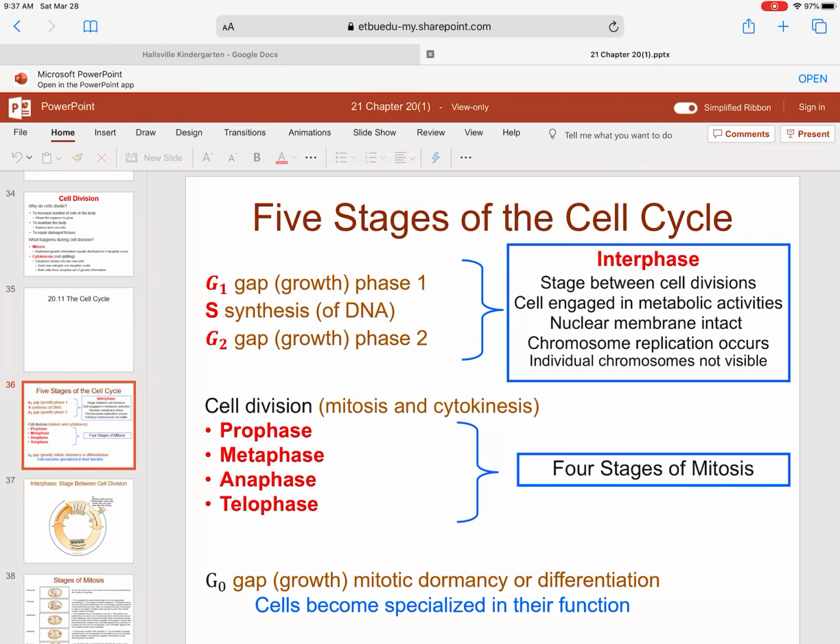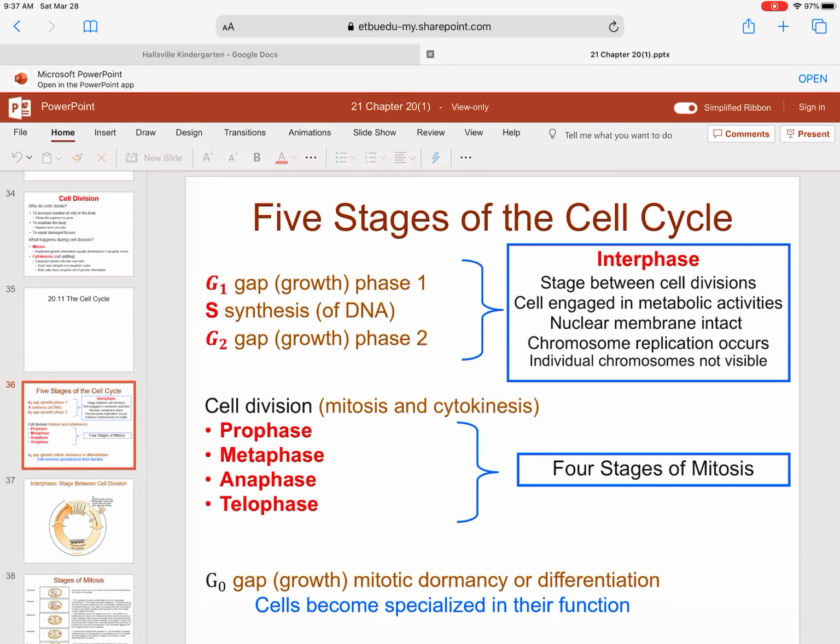The cells are engaged in nuclear metabolic activities. The membrane stays intact. Chromosome replication occurs, but the individual chromosomes are not visible. So this is kind of like the dormant stage. The cells are doing their thing. They're not necessarily under the process of cell division and replication.